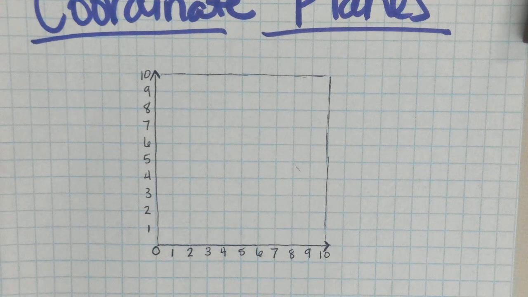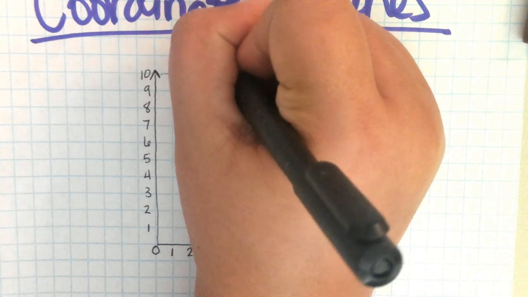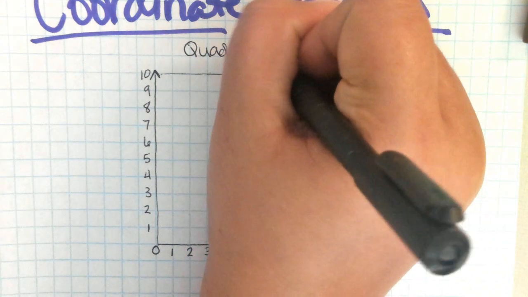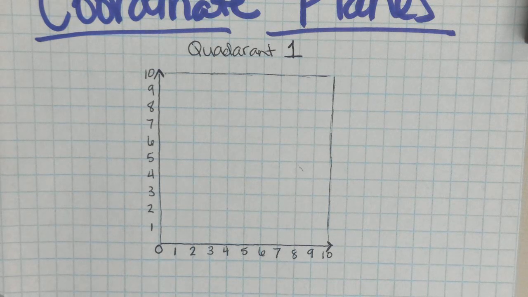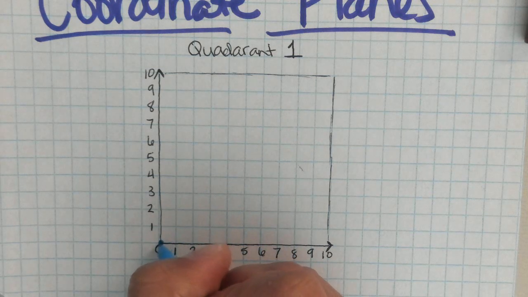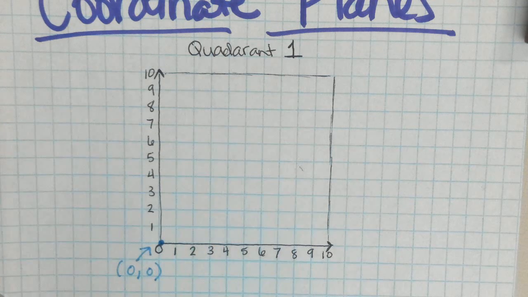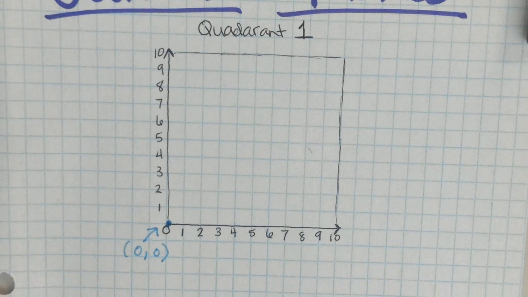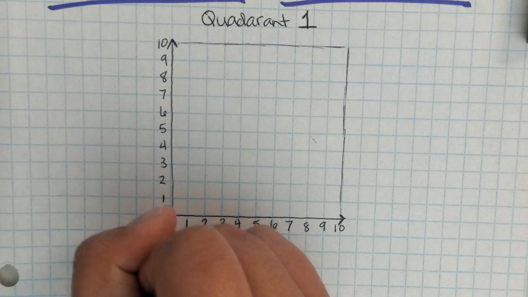Right, now we're going to talk about the attributes of our coordinate plane. This is quadrant 1. I'm going to go ahead and label it at the top for y'all. We will only be working with positive numbers, therefore we will only be graphing in quadrant 1. Our point of origin is at 0, 0. 0 on the x-axis, 0 on the y-axis, and it is called our point of origin, our origin.